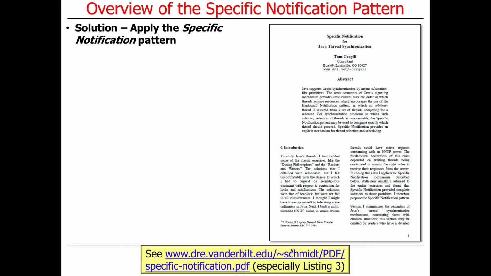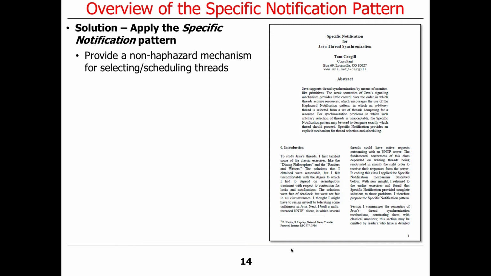So what are we going to do to solve this? Of course, we're going to apply a pattern. What's the pattern? It's the specific notification pattern, originally described by Tom Cargill. And what this does is it allows you, the programmer of the abstraction that uses the pattern, to perform a non-haphazard means of selecting and scheduling threads to run. So you, the implementer of the abstraction, can control the ordering.